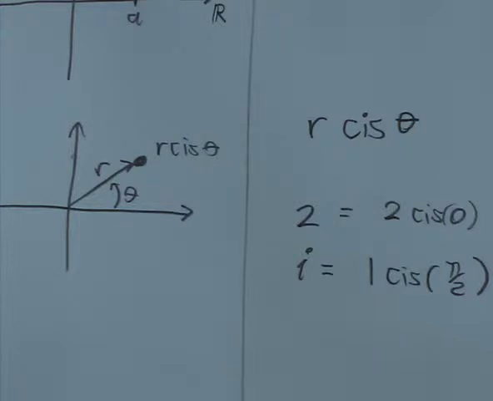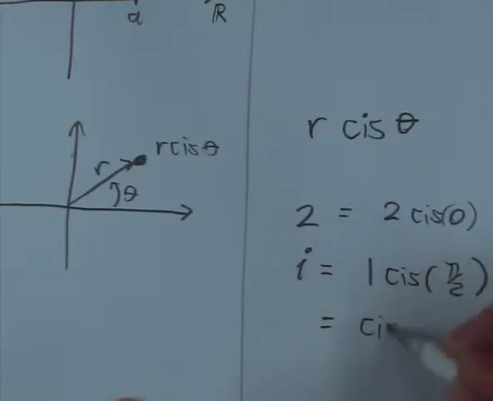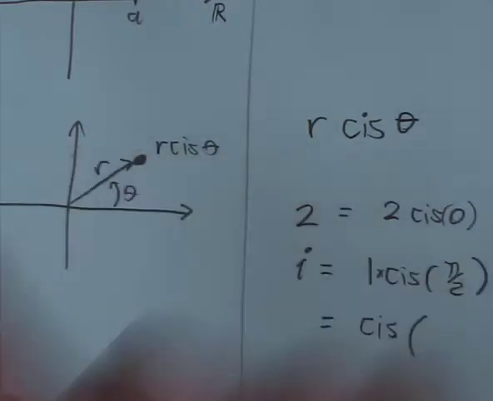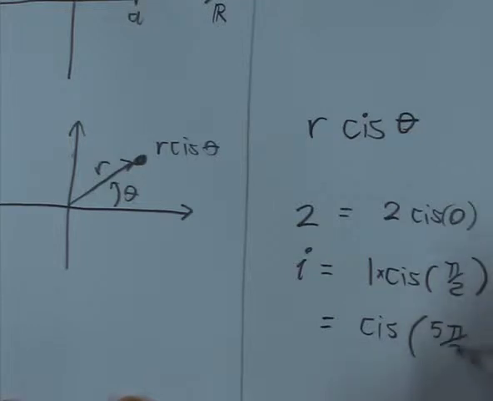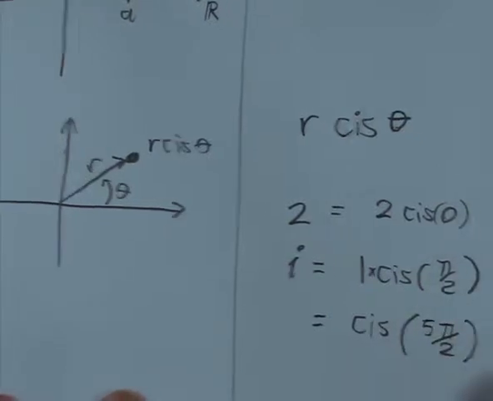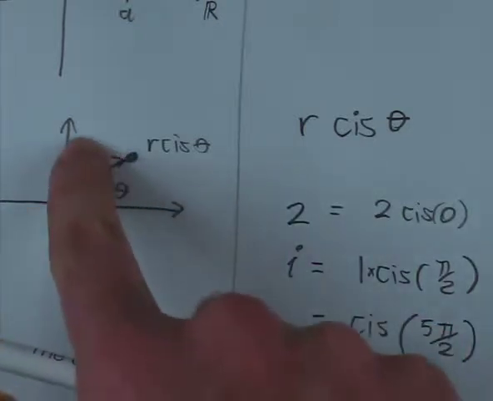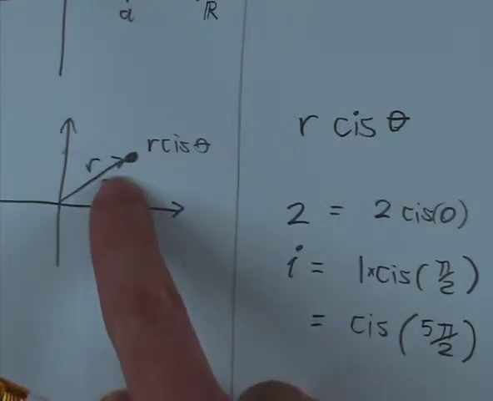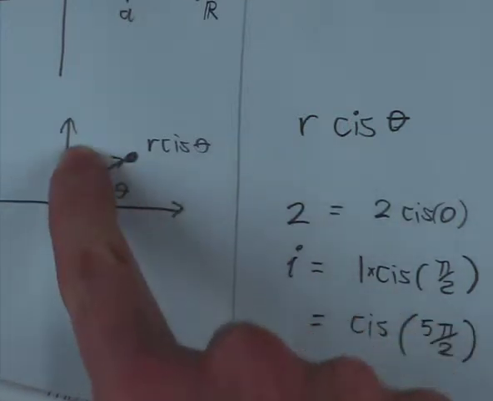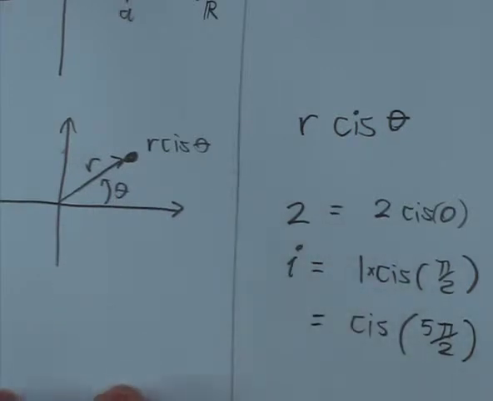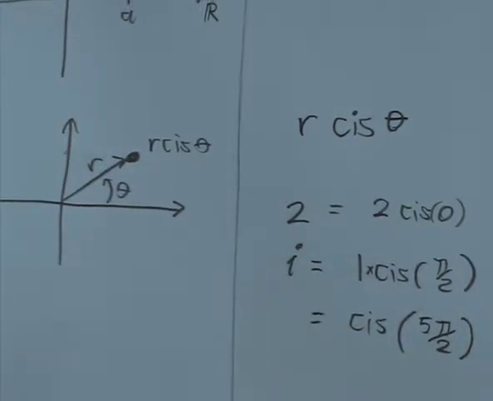Okay, they only have one way to write them in Cartesian form, but I could just as easily write I as 1 cis of 2 pi plus pi on 2, so 5 pi on 2. And that's the same number, okay? Because what I'm saying here is that I might rotate 90 degrees to get to I, but I could just as easily rotate 90 and then another whole revolution and I'll be in the same spot. Right? Okay.